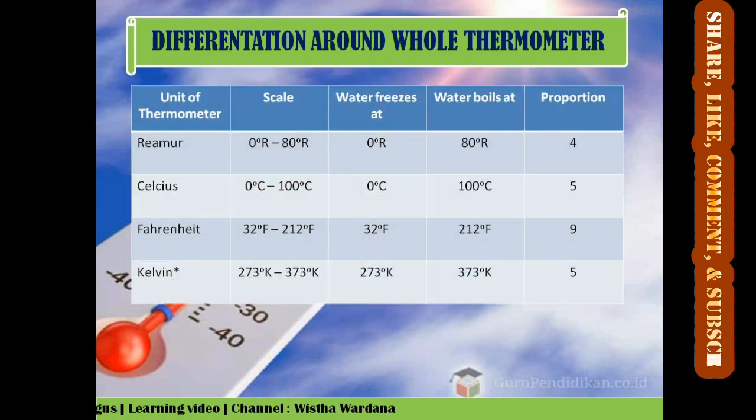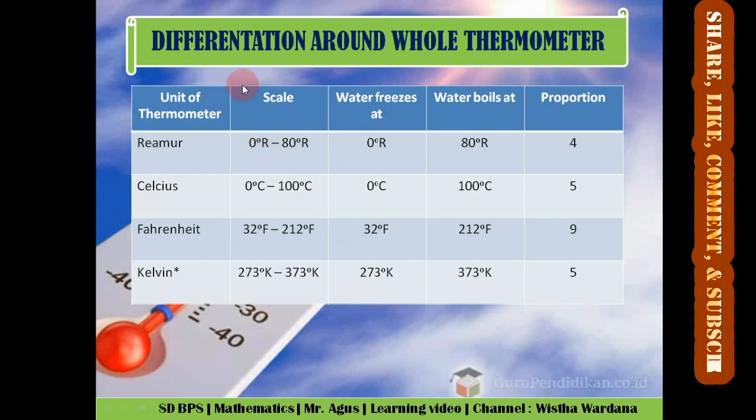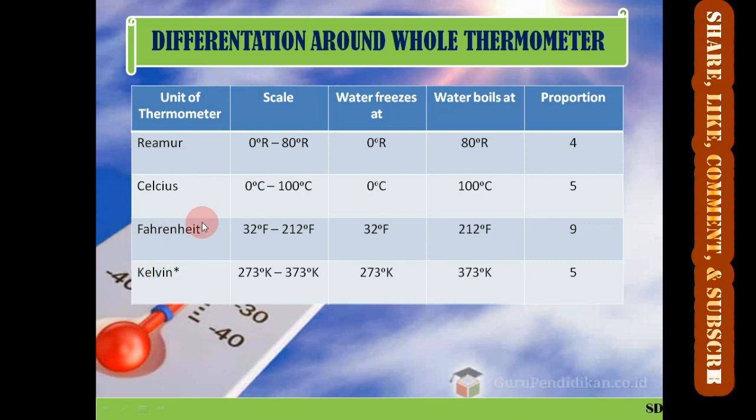Let's see the table. In this case we have 4 thermometers here, and every thermometer has a different scale. For example, the first thermometer that we call the Reaumur thermometer has 0 until 80 degrees of Reaumur scale. This is different from the others, like Celsius, Fahrenheit, and Kelvin. In the Celsius thermometer, we already know the scale starts from 0 degrees until 100 degrees.